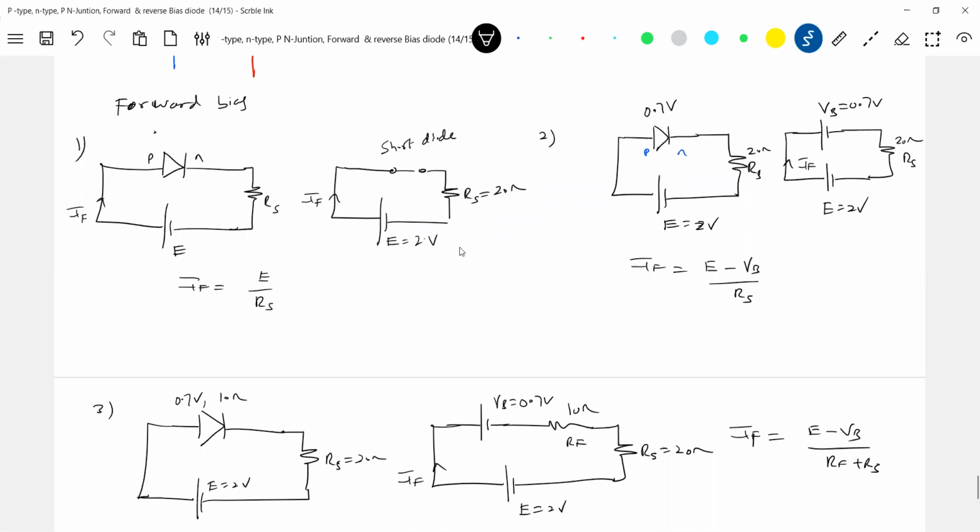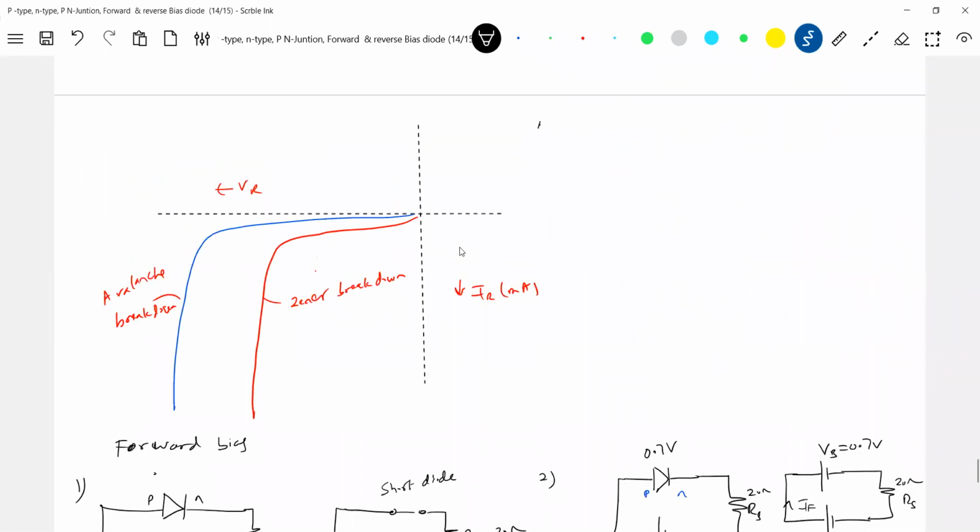If the diode is reverse bias, what to do? Next question comes. I'll show the reverse bias here. What do you mean by reverse bias? The negative terminal of the battery is connected to the p-type, and the positive terminal to this one.